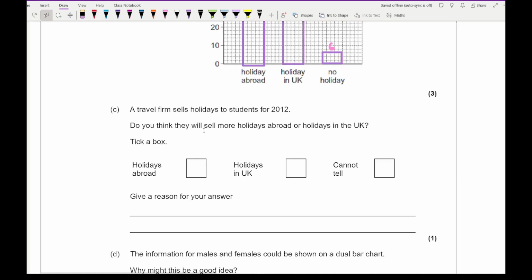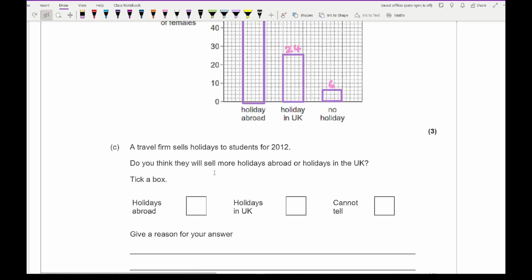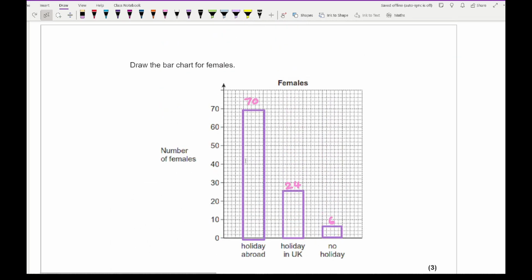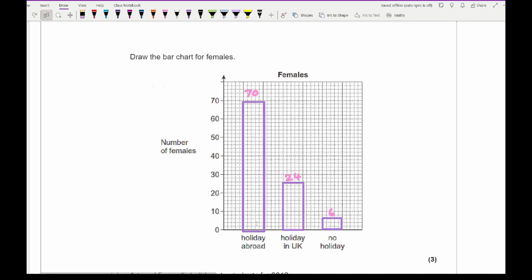It then says their travel firm sells holidays to students in 2012. Do you think they will sell more holidays abroad or holidays in the UK? Tick a box and give a reason. So let's have a look at this information here. Looking at the females, the most popular one was holiday abroad.